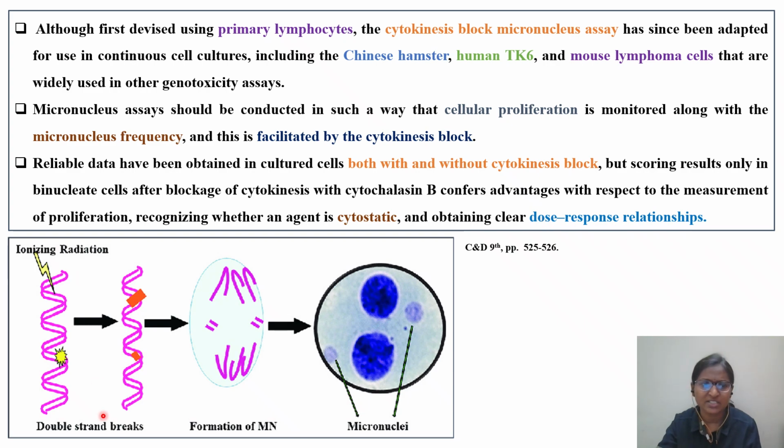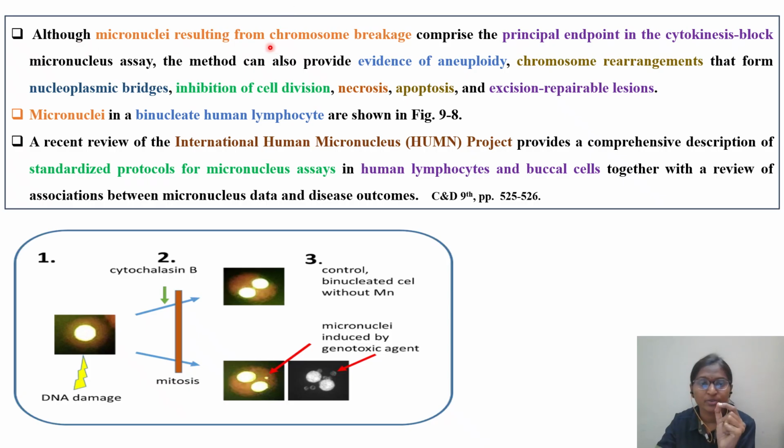So this is what happens in the case of a double strand break: formation of this micronucleus is happening whenever this binucleated cell is there. Along with the daughter nuclei, a small micronuclear fragment, either a complete chromosome or part of the chromosome, will remain in the daughter nuclei.